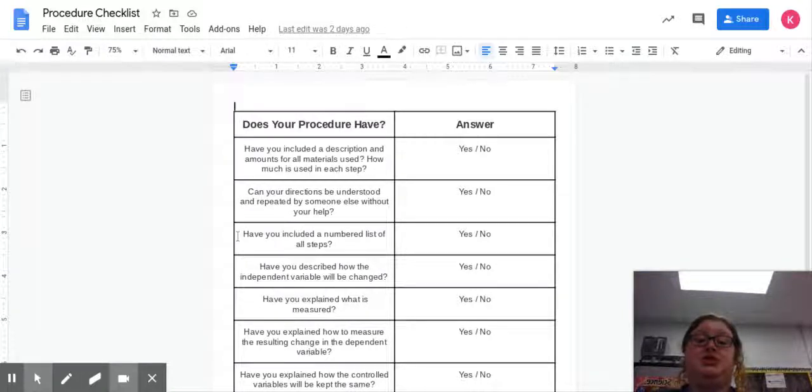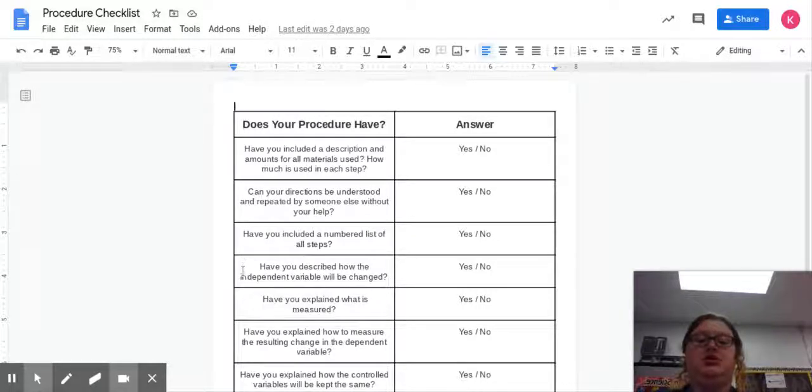You also need to make sure that you have numbered your directions, your procedures, in the correct order. So make sure you're telling me what is the first step, what's the second step, what's the third step. They should all be in numerical order.